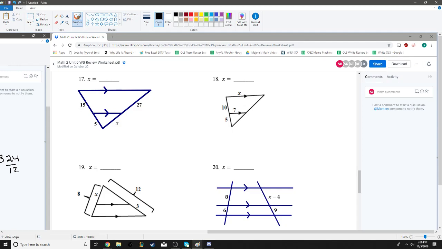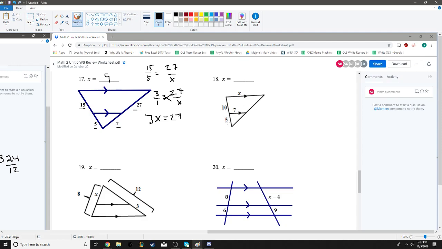So again, we can do left over right equals left over right, or we can do top over bottom equals top over bottom. So 15 over 5 is equal to 27 over x. Simplify this to be 3 over 1 equals 27 over x. Cross multiply, 3x equals 27, or x is equal to 9.